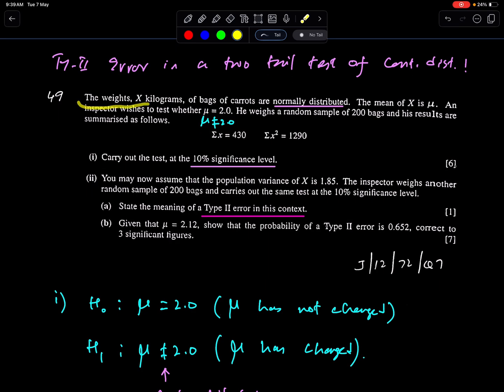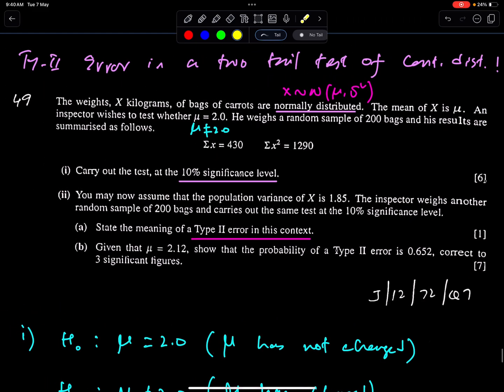The weights x kilograms of bags of carrots are normally distributed. So population is normal. The mean of x is mu. An inspector wishes to test whether mu is 2.0. This means whether mu is 2.0 or not. This means this is a two-tailed test. He weighs a random sample of 200 bags and his results are summarized as follows. These two results are for sample mean and sigma cap square. Carry out the test at 10% significance level.